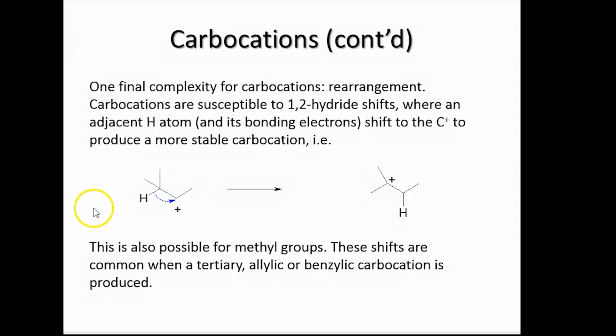So let's look at this. We've got a secondary carbocation here with an adjacent hydrogen. That hydrogen can move over and fulfill that positive charge, but now the positive charge will be on this carbon, which is bonded to 3 carbons. So we've created a tertiary carbocation that has increased stability over a secondary.